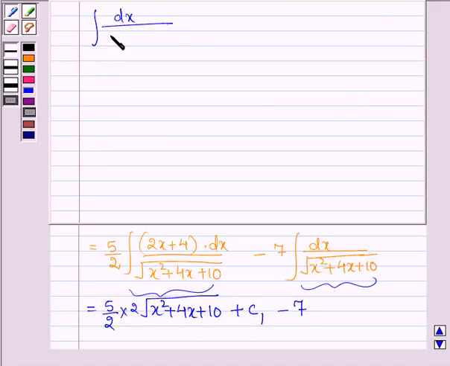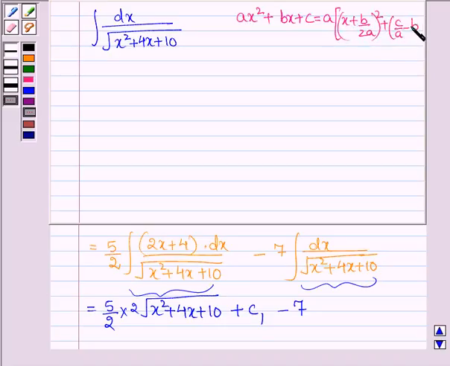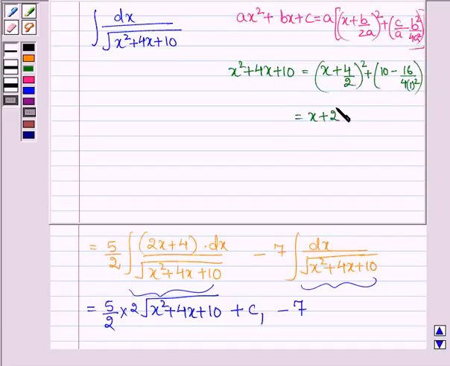Then we have minus 7, and now let us find the value of this integral, dx upon root over (x² + 4x + 10). Now a polynomial of the type ax² + bx + c can be written as a into (x + b/2a) whole square plus c/a minus b²/4a². Therefore the polynomial x² + 4x + 10 can be written as (x + 4/2) whole square plus c/a, that is 10, minus b²/4a². So b is 4, so 4 square is 16 upon 4 into a², that is 1 square. So this is further equal to (x + 2) whole square. Now 4 fours are 16 and 10 minus 4 is 6. So we have plus (root 6) whole square.